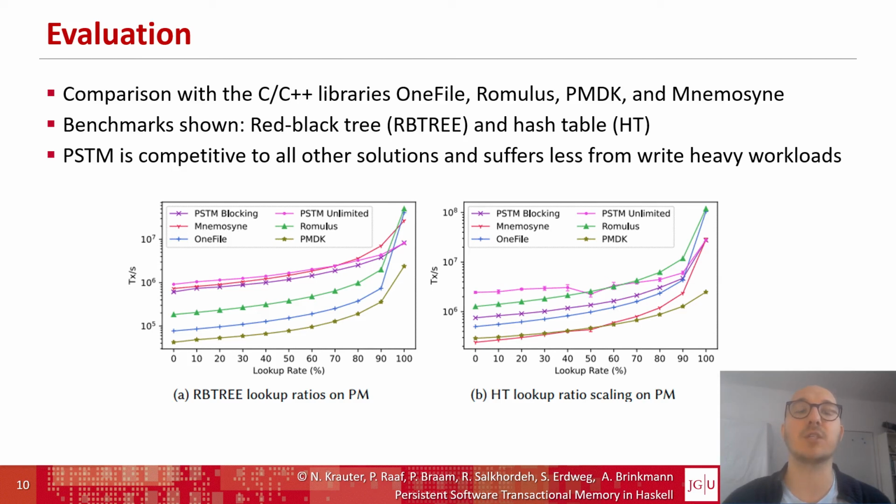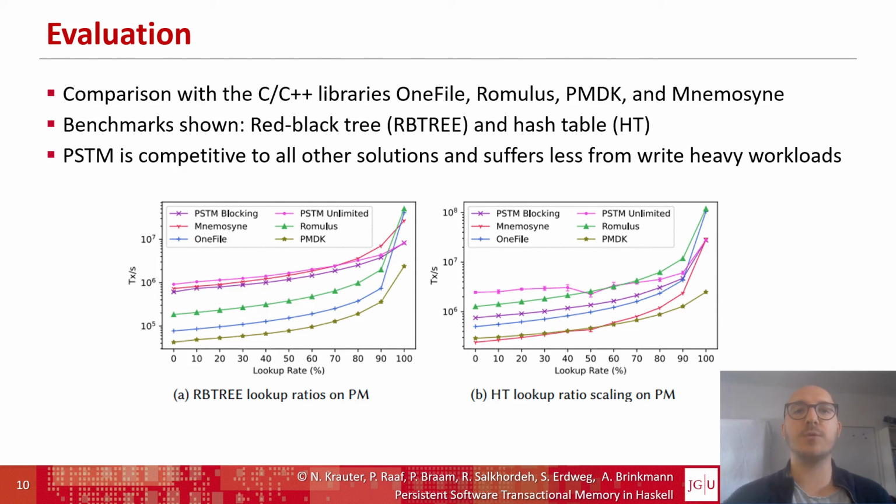execution of write transactions. Hashtable, on the other hand, shows a different behavior. As it's a flat data structure and only few variables are being modified during insert or delete, the write transactions are sufficiently small and thus create much less blocking, thus leading to a higher performance of Romulus and OneFile. Mnemosyne's transactions are more heavyweight due to transaction logging overheads. However, we saw that PSDM shows very competitive performance to all other libraries.